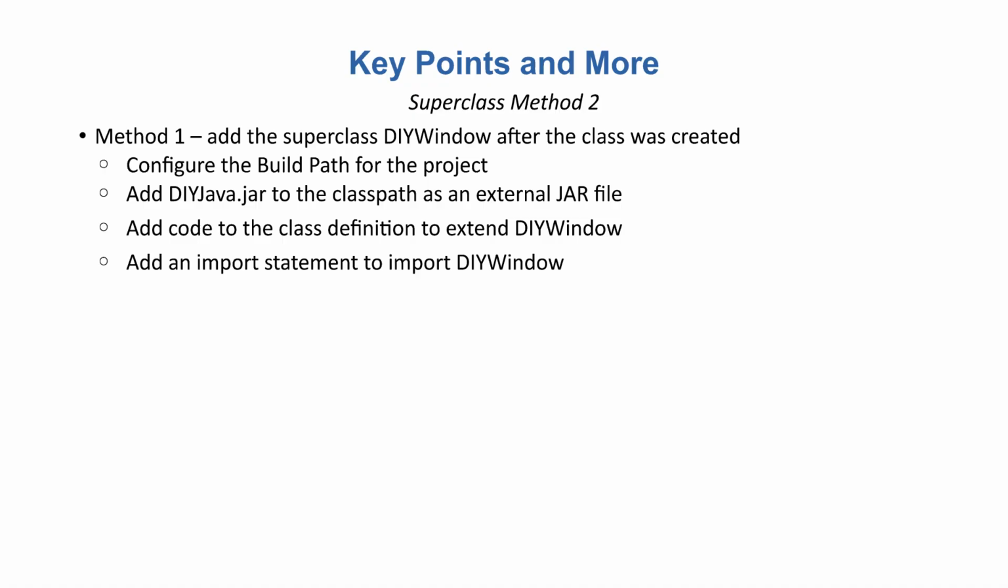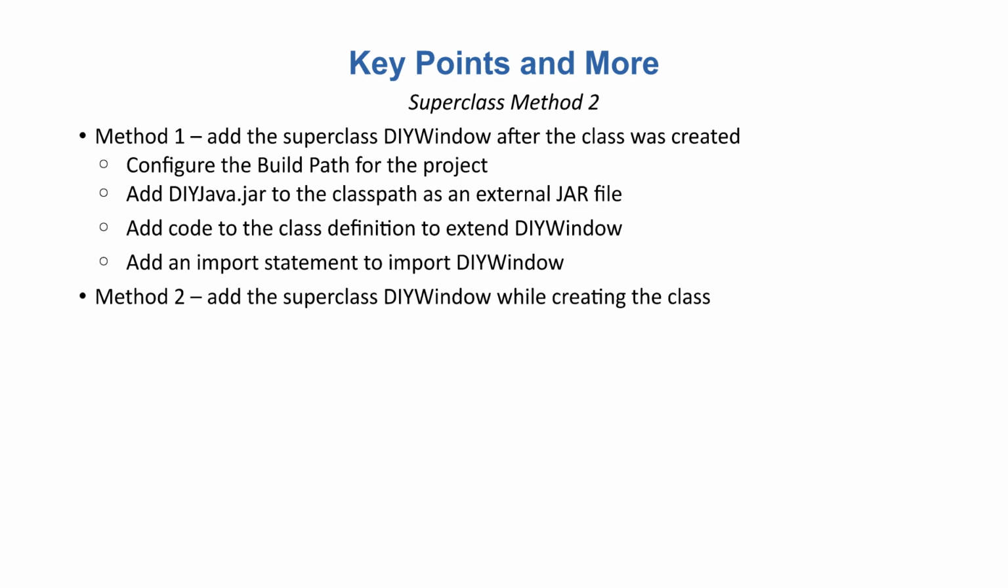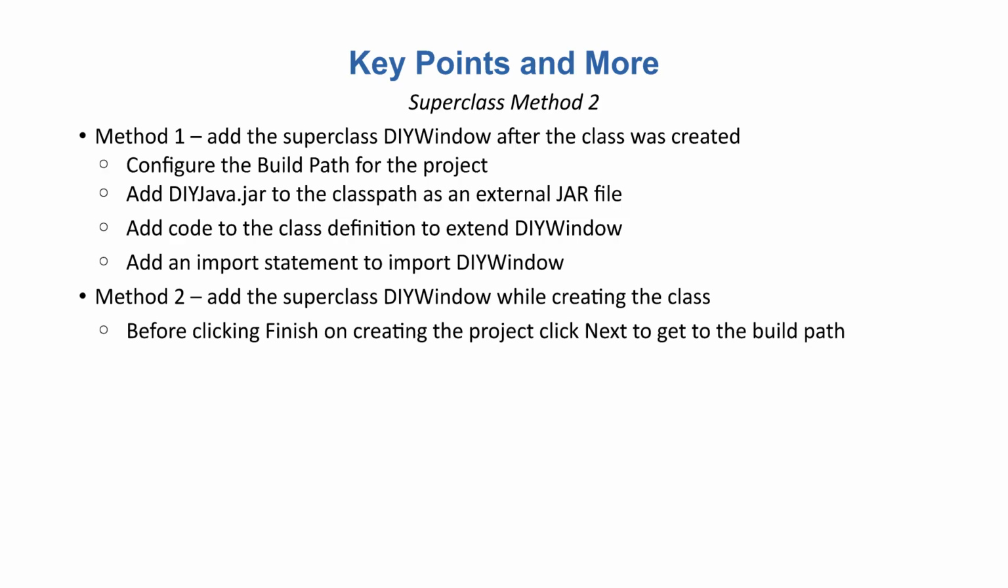This created a syntax error, so we used Quick Fix to tell it to add the import statement to import the DIYWindow class. In this lesson, we let Eclipse add the superclass details as we created the project and the class. Instead of clicking Finish after finishing the first page of options for the new project, we clicked Next to get to the second page of project options. That took us to the page where we could configure the build path. We told it to add the DIY Java jar file to the class path as an external jar file.